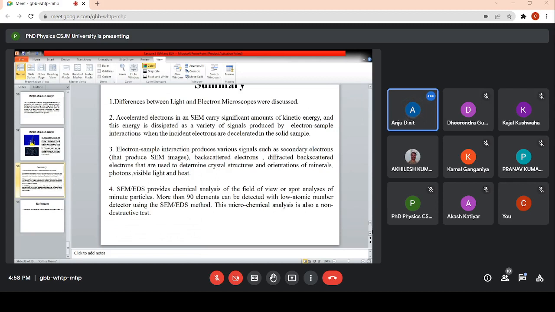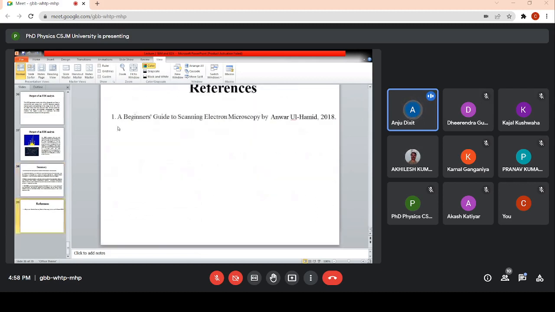And this is the reference book which I have used for this: A Beginner's Guide to Scanning Electron Microscopy by Anju. He wrote this book in 2018, and some images I have used from the website.